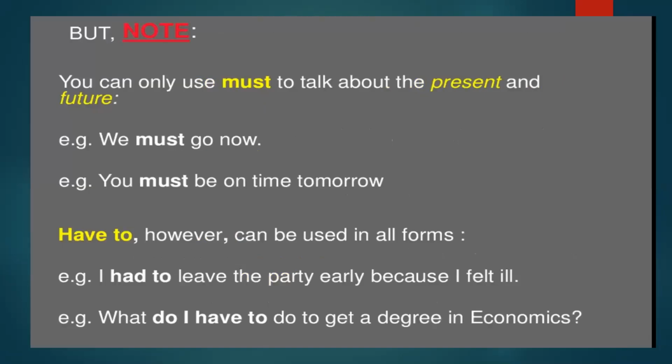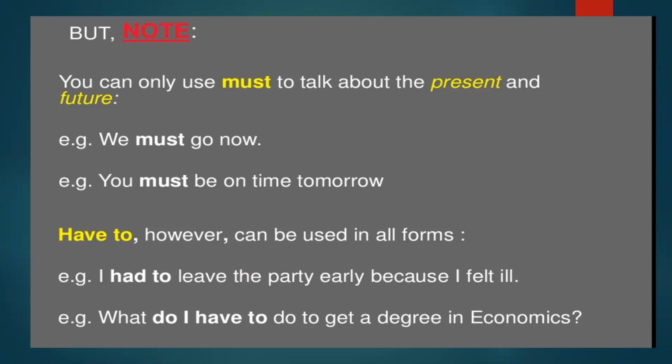Now, you can use must to talk about the present and future. We must go now. That is present. We must be on time tomorrow. That is future. You must be on time tomorrow because we have an exam tomorrow. Okay, this is a strong obligation.